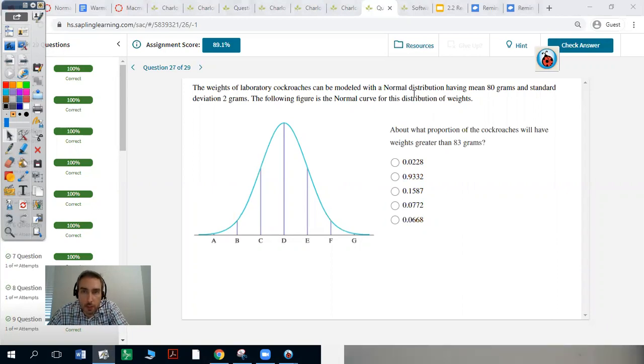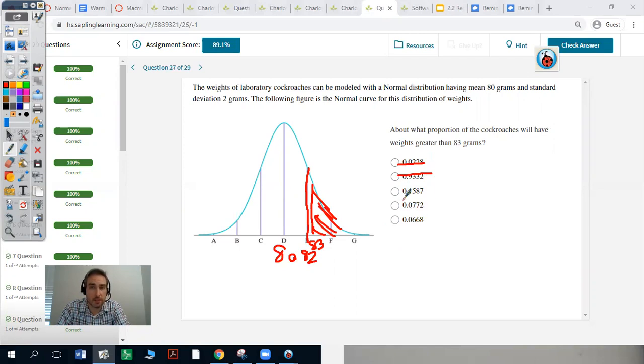All right, what proportion of cockroaches will have weights greater than 83? Well, we can guess with the empirical rule, but remember this is 80, 82. Greater than 82 would be 16%. So we know it's got to be less than 16%. 83 is pretty close, right? So I wouldn't say it's like 2%. It's definitely not 93%. Even these are pretty off.